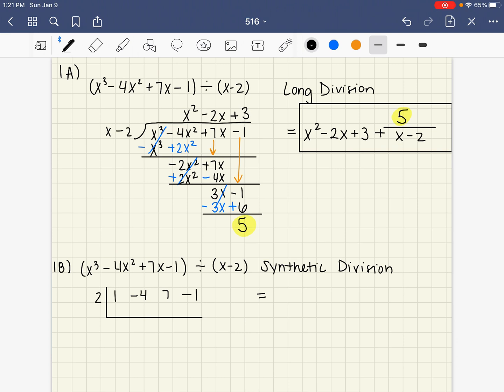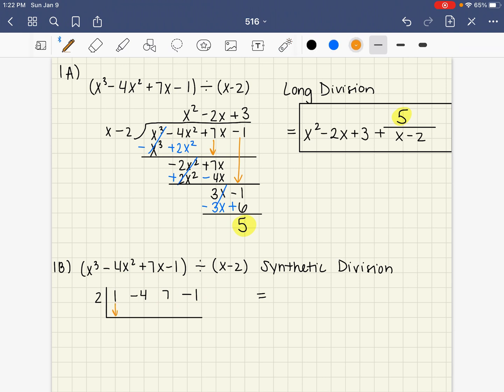Long division for me is more complicated, it takes longer, and I would rather use synthetic division. So this is our second method. What we do for synthetic division is we take the zero of that denominator polynomial. So the zero would be a positive 2. Then we take the coefficient in front of each term and put them in this weird looking L bracket.